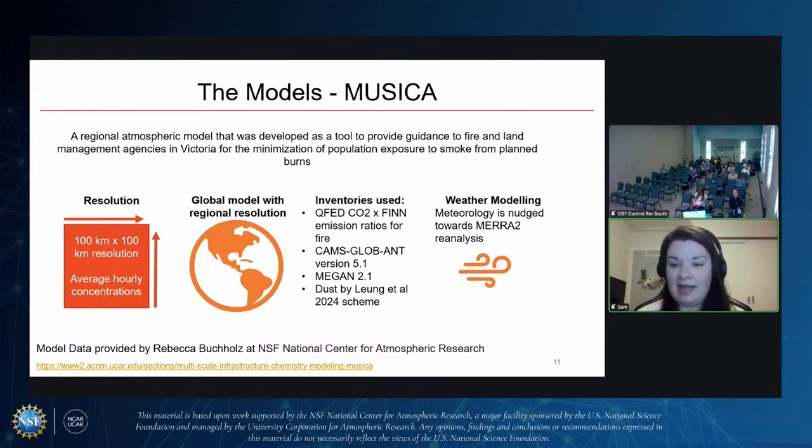The other model that I had access to, thanks to Rebecca Bucos at your own organisation there, is the Musica model. This is a model that was able to be obtained for 100 by 100 kilometre resolutions. It is a global model, and people here probably have more knowledge of this model, so I won't linger here for too long. But this is another one that I'll be using for the comparisons.